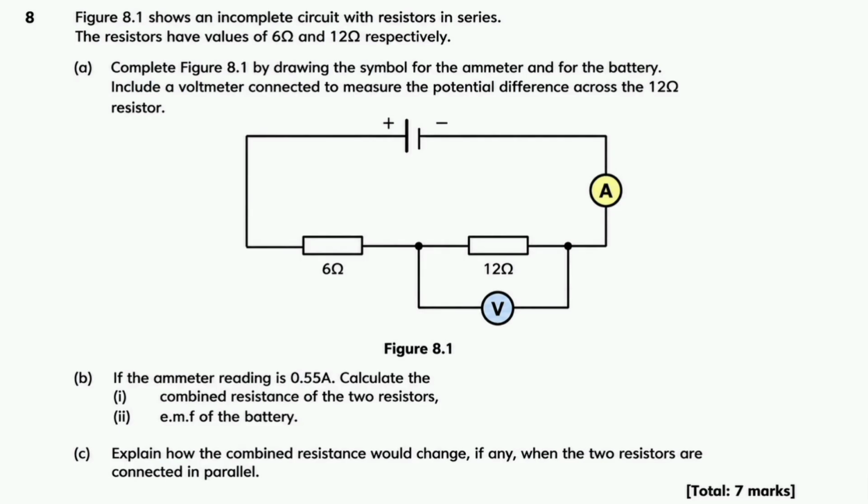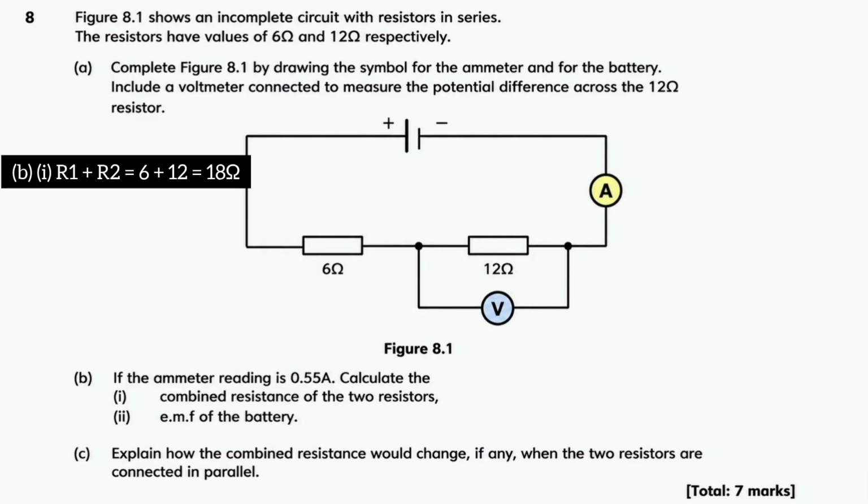Alright, so we move on to question B, question 8b. So question 8b reads, if an ammeter reading is 0.55 amps, calculate B1, the combined resistance of the two resistors. Alright, so the combined resistance of the two resistors, how do you find it? You simply say total resistance is equal to, you just add the 6 ohms and the 12 ohms, giving us what? 18 ohms resistance.